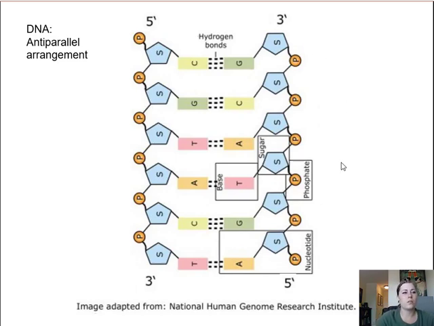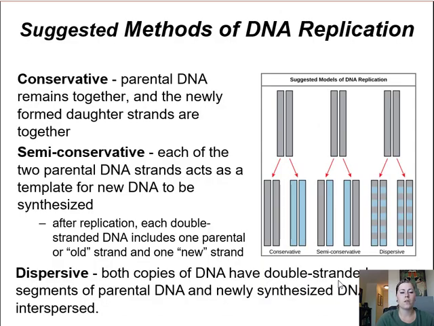And of course, DNA is arranged in an anti-parallel fashion, meaning that 5' to 3' will run one direction on one strand, and it'll run the opposite direction on the other. So the two strands are complementary to each other. Now, we're getting into how DNA is replicated.